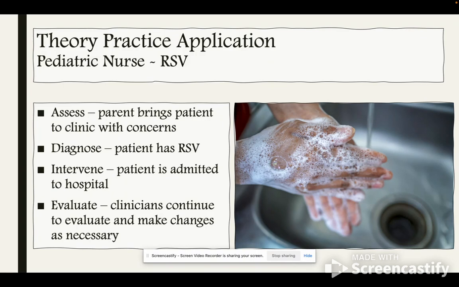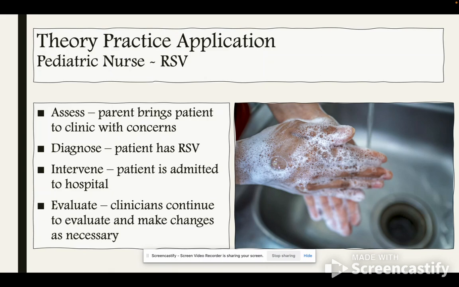And last, I would evaluate. And in this case, the patient is no longer retracting. The respiratory rate is within normal limits. And then we would go ahead and make another intervention, lower the settings on the high flow, and we would continue to monitor. On a smaller scale, using the same scenario of RSV, we would assess the patient has a high respiratory rate.